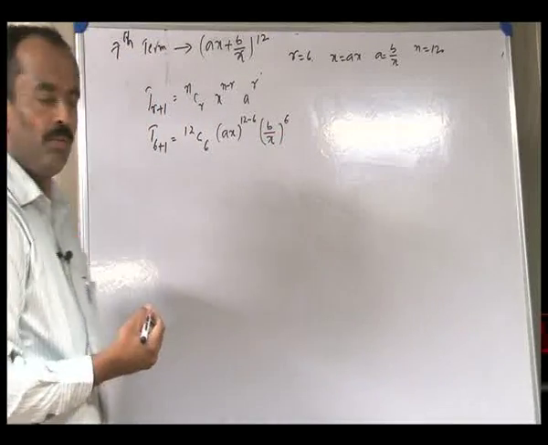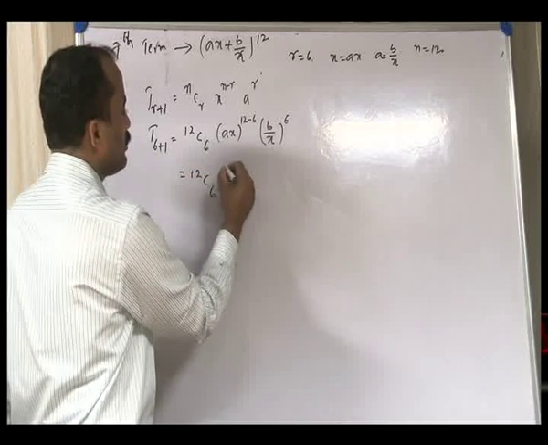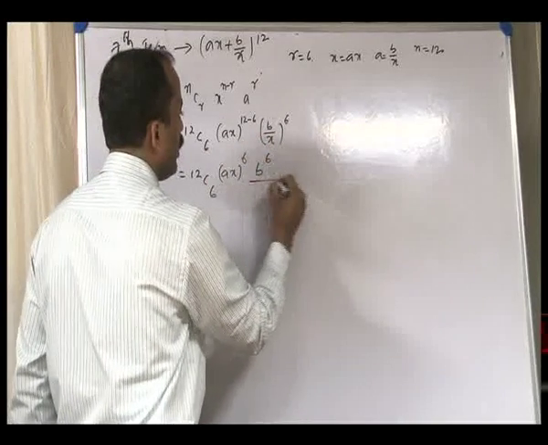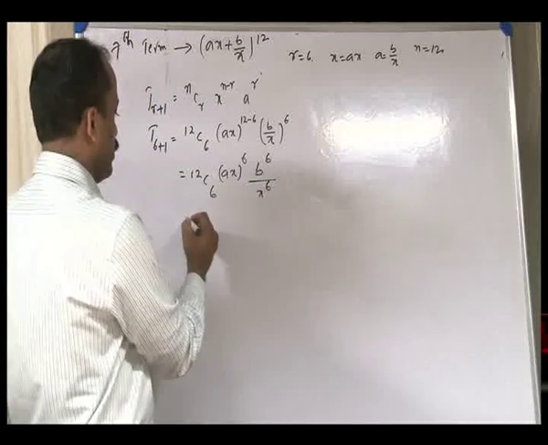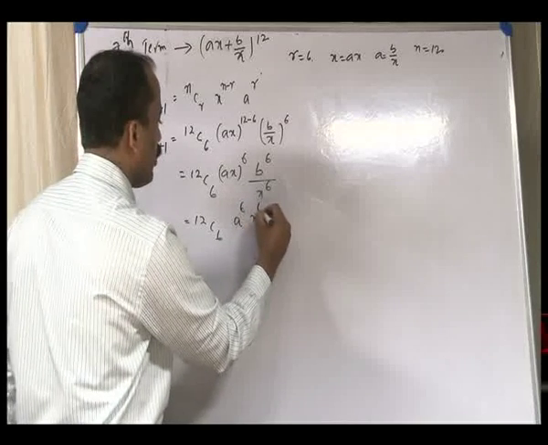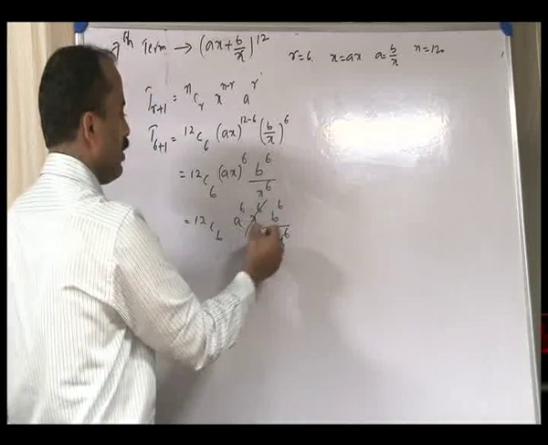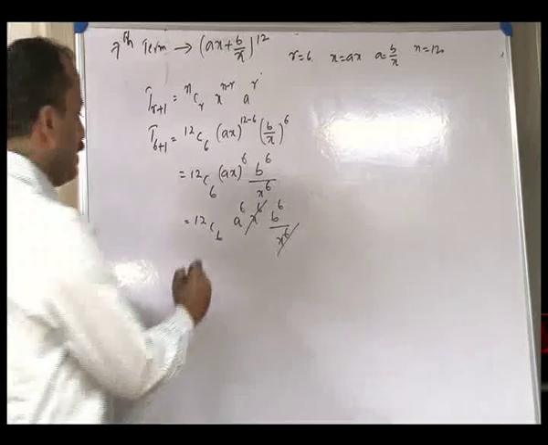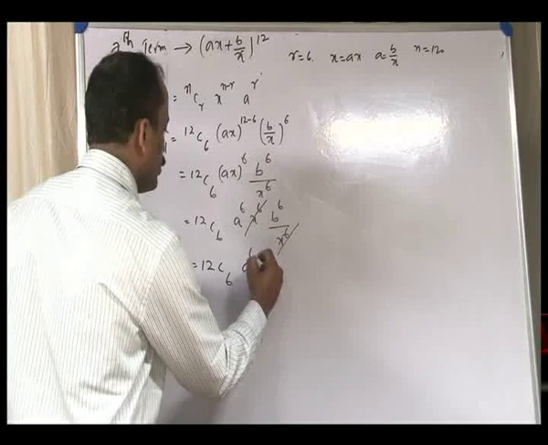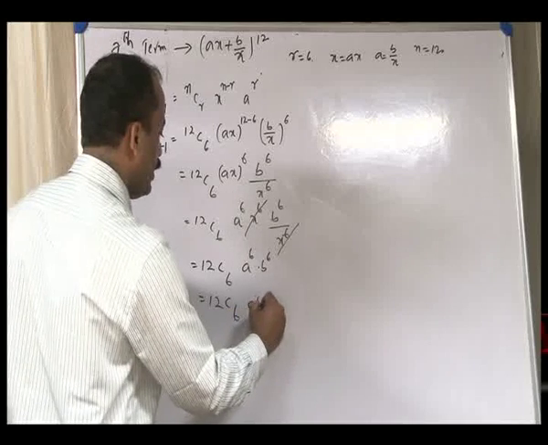You simplify. 12C6, (ax) to the power of 12 minus 6 is 6, into b to the power of 6 divided by x to the power of 6. Next, 12C6 into a to the power of 6 into x to the power of 6 into b to the power of 6 divided by x to the power of 6. Now, x to the power of 6 gets cancelled, that is equal to 12C6 into a to the power of 6 into b to the power of 6, or 12C6 (ab) to the power of 6.